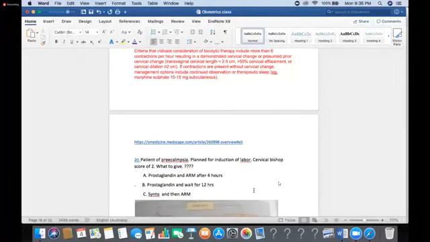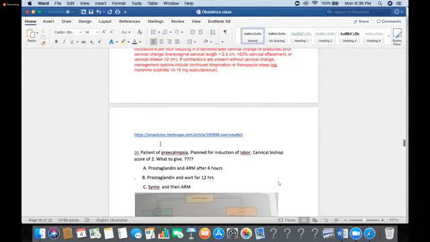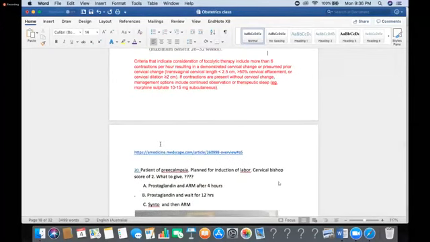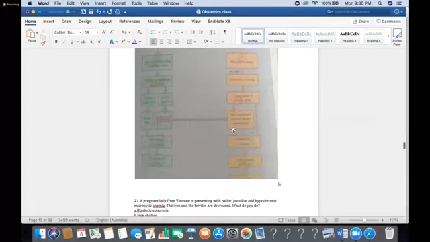Okay, next question. See, again we got this question. Patient of preeclampsia, plan for induction of labor, cervical Bishop's score is 2. What to give? Please answer without seeing the flowchart. Prostaglandin. So you'll give prostaglandin and then. Here the options are not just prostaglandin. The options are prostaglandin and ARM after 4 hours, prostaglandin and wait for 12 hours, Syntocinon and then ARM. What will you choose? Is there any other option? No.